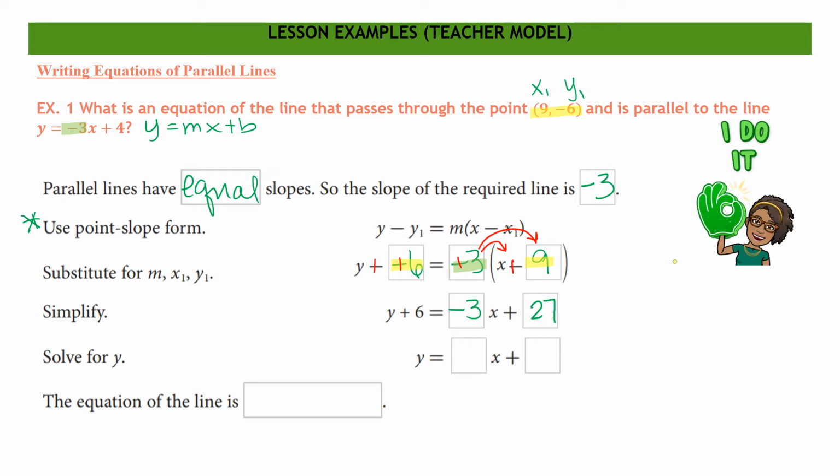Once again, we're solving for y because remember we want our equation to be in slope-intercept form. So that means we're going to be subtracting 6 from both sides. That leaves us with y = -3x + 21. So the equation of the line that's passing through the point (9, -6) is y = -3x + 21. And you can see for sure that this is our equation because the slope is the same as the original, which is -3.